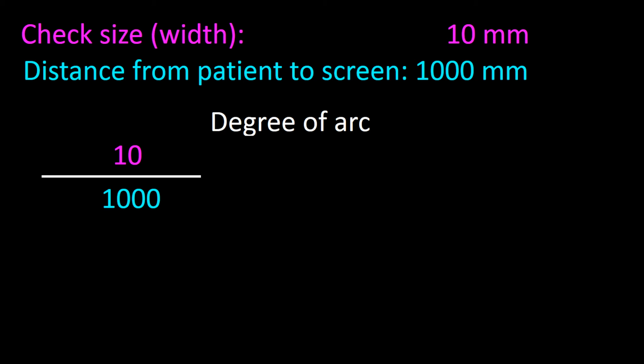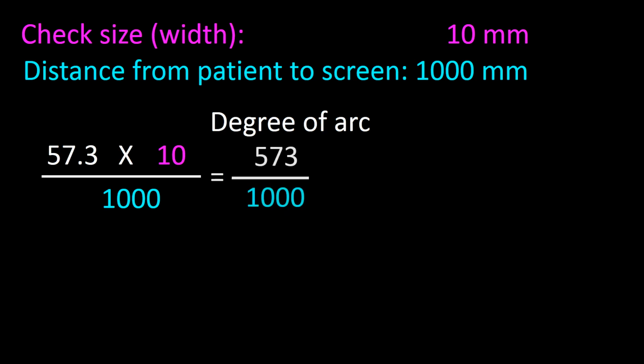And also as I have just mentioned, in order to determine the degree of arc, we must multiply the size of the object, that is the size of the check, by 57.3, which will get us to 573, which has to then be divided by 1000, which, rounding it, would be equal to 0.57 degree.